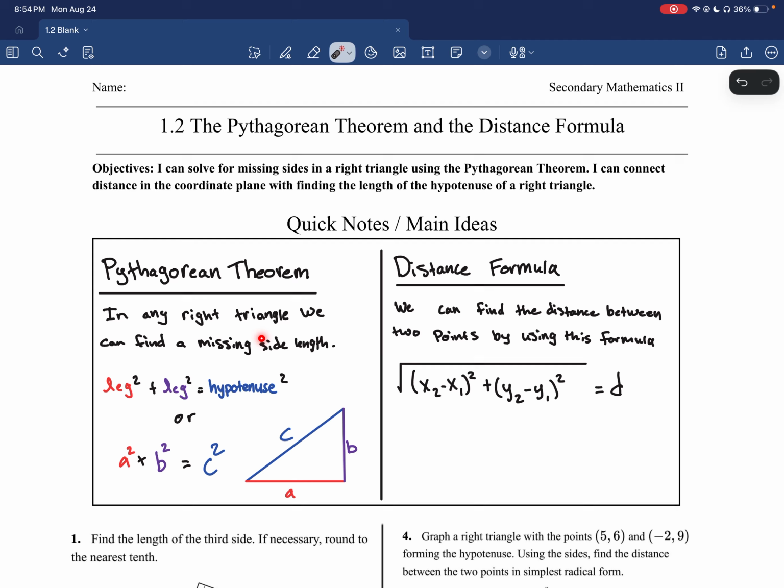First thing we're going to talk about is the Pythagorean theorem. This is a very big thing in Math 2. We're going to use this all year long. It's going to be your friend anytime we're dealing with right triangles. Not anytime, but most of the time we're dealing with right triangles, we might have to do Pythagorean theorem. Pythagorean theorem is a way to find a missing side length on a triangle if we already know two side lengths.